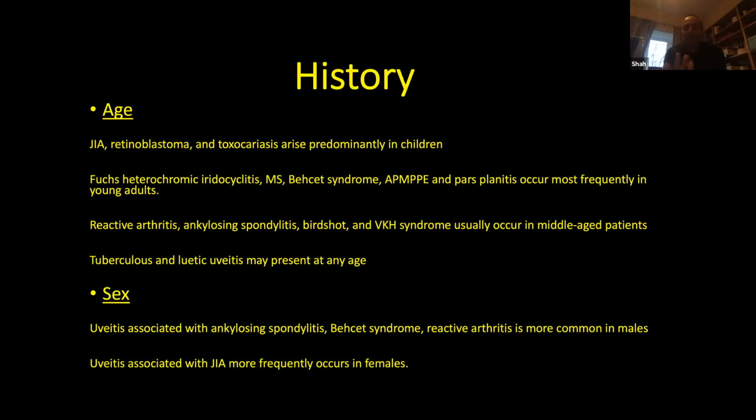So by mentioning the age, that helps us to think towards the pattern and where this might be going. The gender is also important. Uveitis with ankylosing spondylitis, Behçet's, and arthritis occurs more in men, whereas JIA occurs more in females.